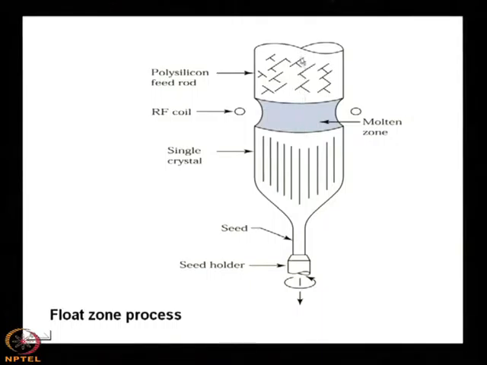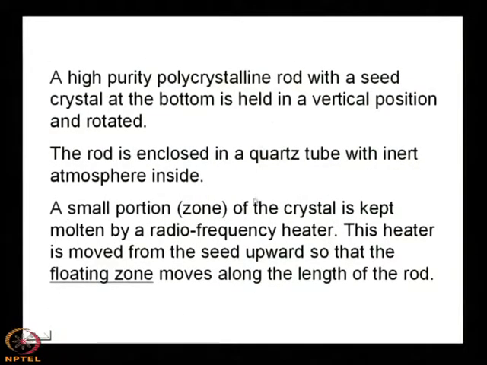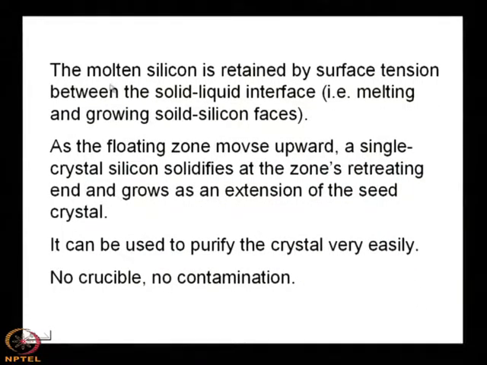So, that is why it is known as the floating zone, it is floating basically and it moves along the length of the rod, and you see that this molten silicon is retained by surface tension between the solid liquid interface, that is the melting and growing solid silicon phases. There are two phases, one is the growing, that means where it solidifies, and another is the molten, that means where the RF coil is there.